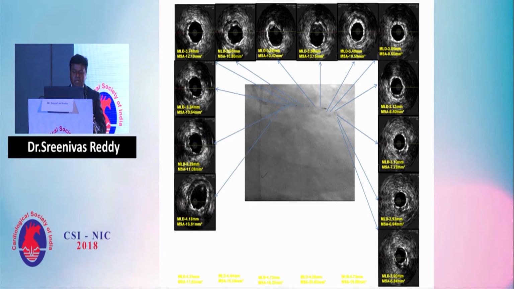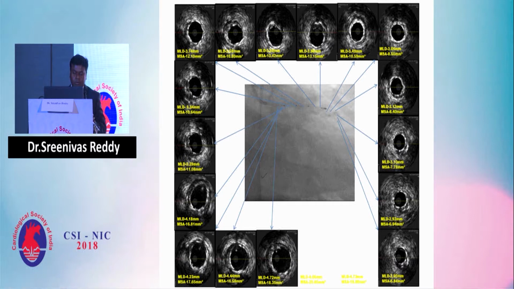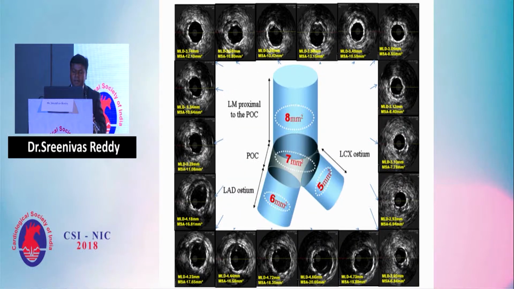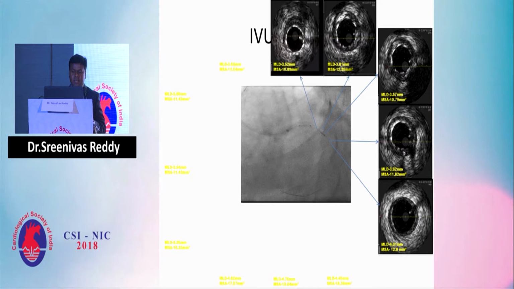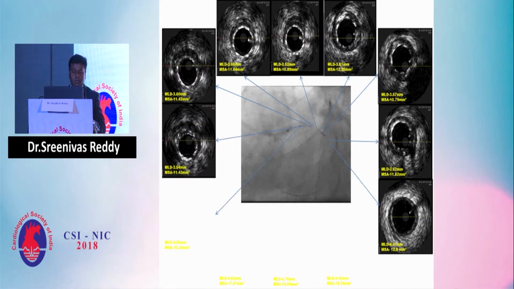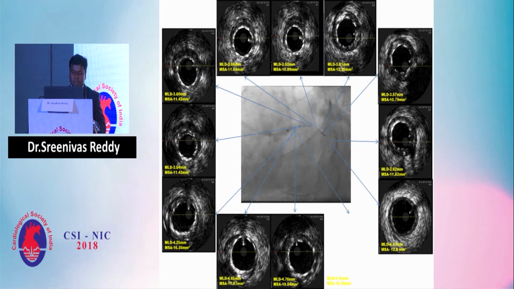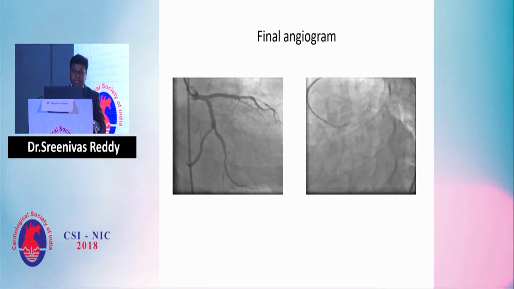You can see here, in the ostial LAD, you have an area of almost 11.08, and in the left main you are crossing almost 16. So the algorithm is like this: the bigger the better. The LCX ostium should be at least more than 5, LAD 6, polygon of confluence 7, and LM proximal 8. Taking the run from LCX, you can see we achieved a luminal diameter of more than 3.8, very large diameters. So this is the final angiogram for this.